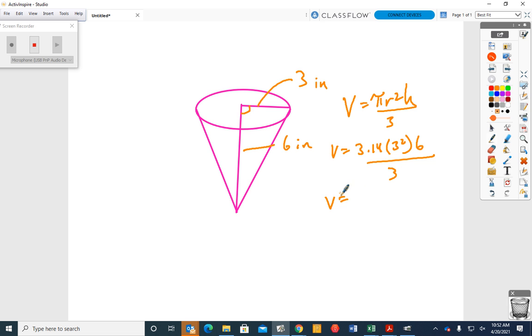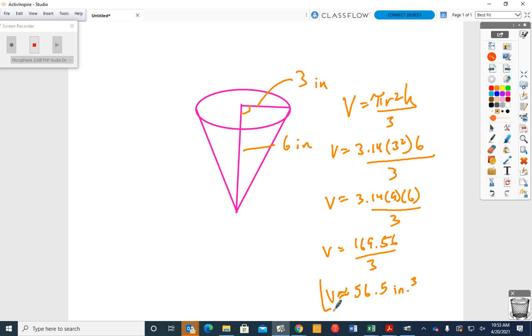What do we have? 3.14 times, what's 3 squared? 9 times 6. All of that divided by 3. What's 3.14 times 9 times 6? 169.56. And we're going to divide that by 3. So we'll say about 56.5. Now remember, because this is a circle, we're going to use our about sign, and this is going to be inches what? Cubed. Good. And that will be my final answer on that.